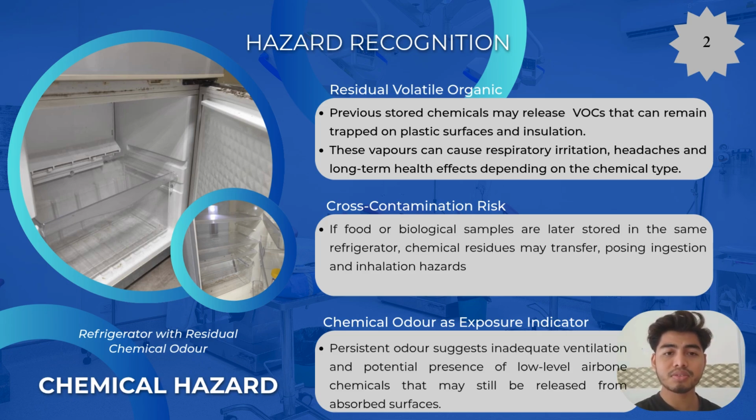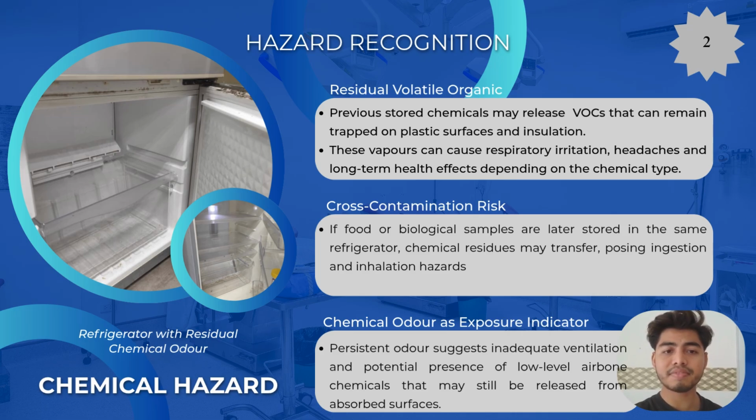Secondly, we can also identify surface contamination. The stains and residue inside the refrigerator suggest that acids, solvents, oxidizers, or other chemical products were previously stored here. These substances can irritate the skin or even cause corrosive effects. Another hazard is the risk of cross-contamination. If anyone uses this refrigerator for food or biological samples, the chemical residue can easily transfer, creating an ingestion or inhalation hazard. The persistent chemical odor is an important exposure indicator.